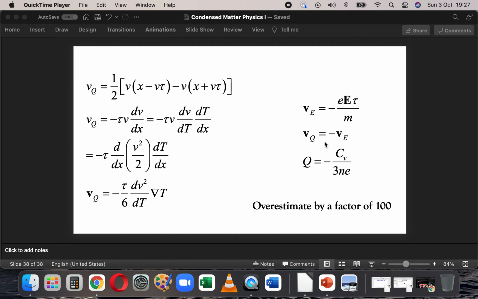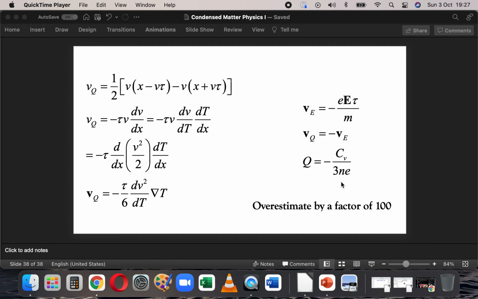And if I make this equation, then I will be able to get an expression for Q. Notice that Q is now negative, and this negative shows that there are electrons that are responsible for the heat transfer and charge transfer, of course, to establish the electric field.